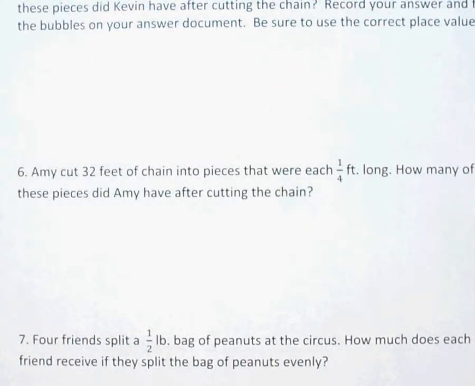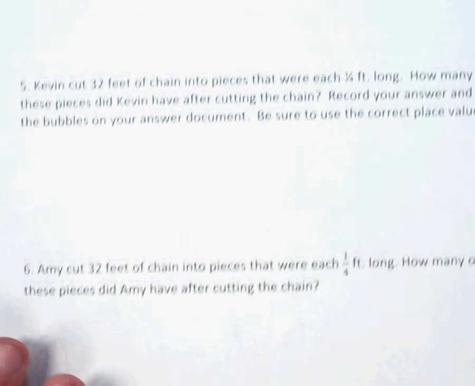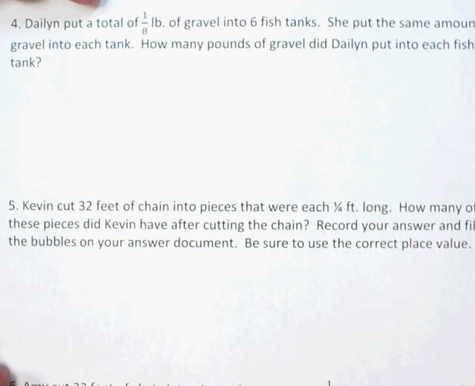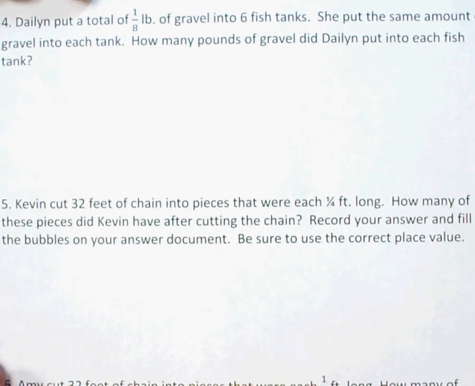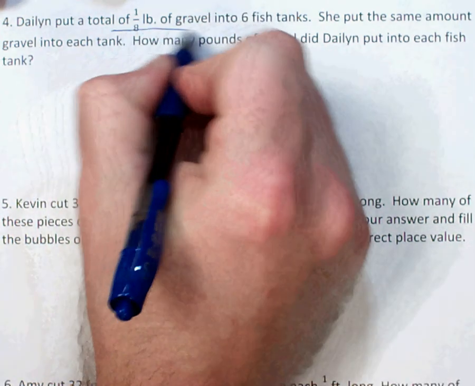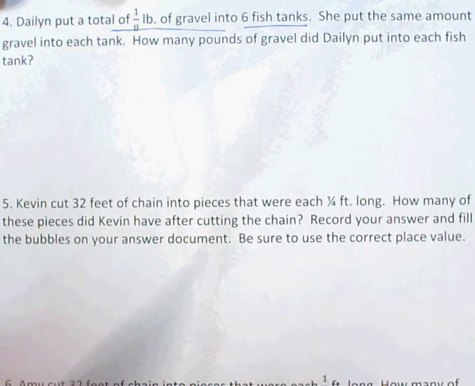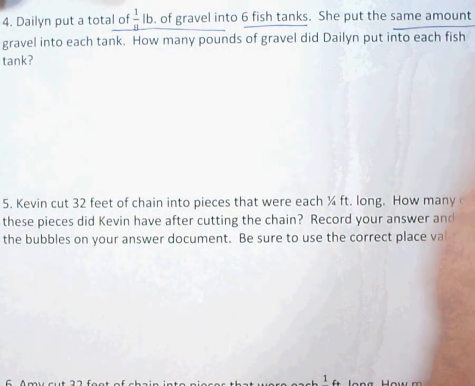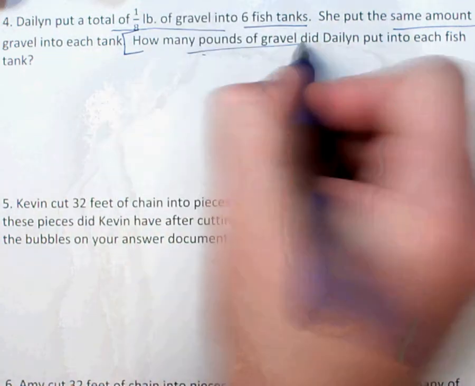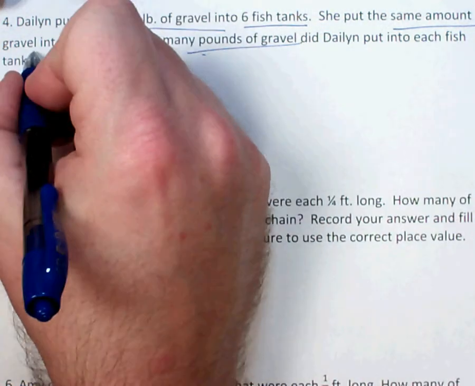All right, on to the next page, on to number 4. Dalen put a total of 1/4 pounds of gravel into 6 fish tanks. She put the same amount of gravel in each tank. How many pounds of gravel did Dalen put in each fish tank?